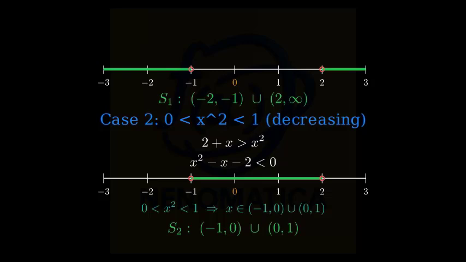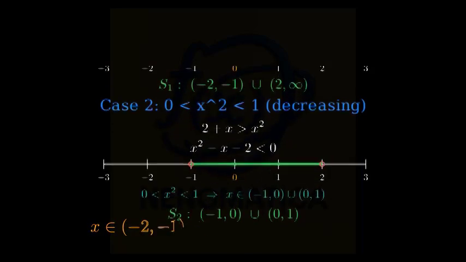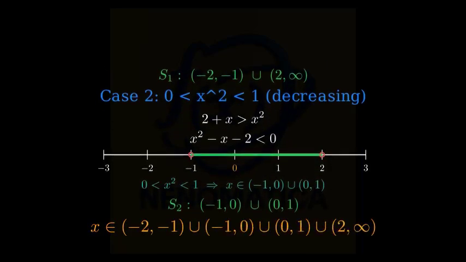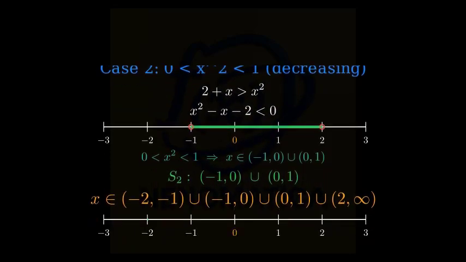Step 5. Combine the two cases. The final solution is S1 union S2: x in the open interval negative 2 to negative 1, union the open interval negative 1 to 0, union the open interval 0 to 1, union the open interval 2 to infinity. Here is a number line view with the intervals highlighted. Recap. We matched the reference solution. First, we rewrote 1 as a logarithm with base x squared.